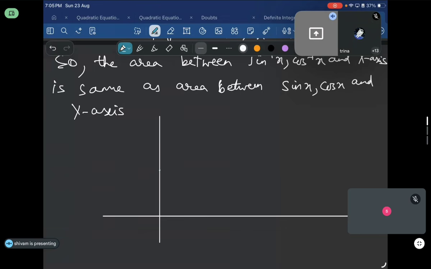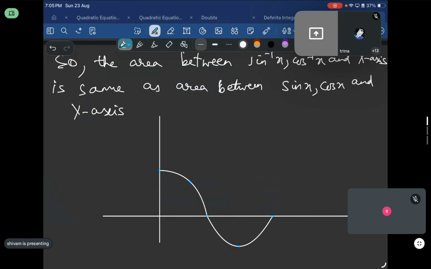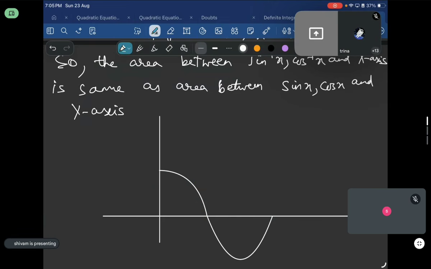Cos x will look somewhat like this. You people remember? And where are they intersecting? Tell me, in this case, where do they intersect? Means now we need to find out this area. Are you people getting? So can I use upper curve minus lower curve?